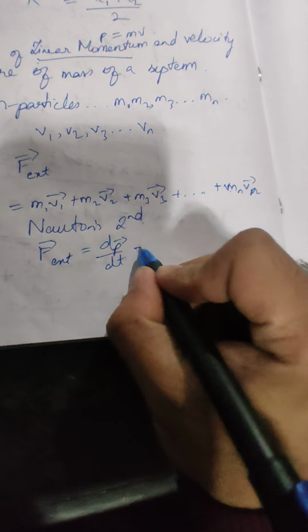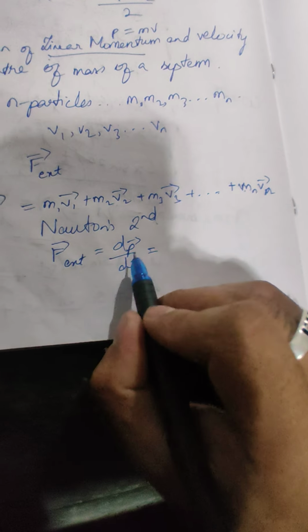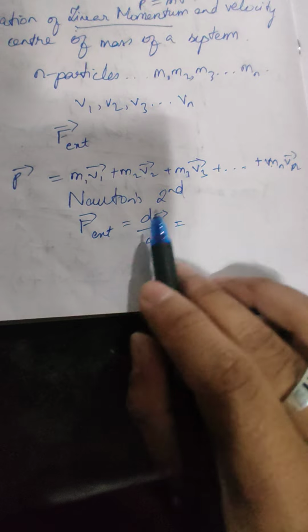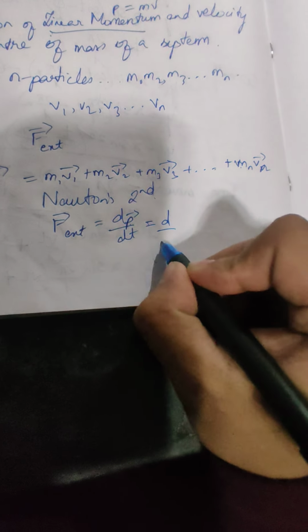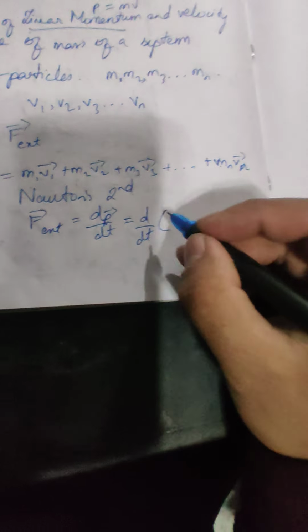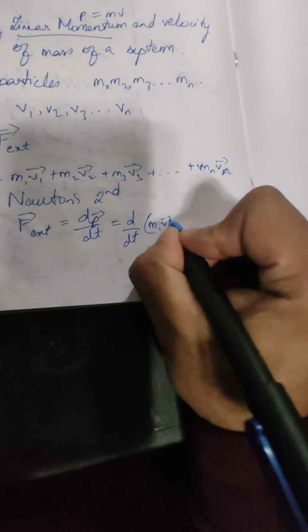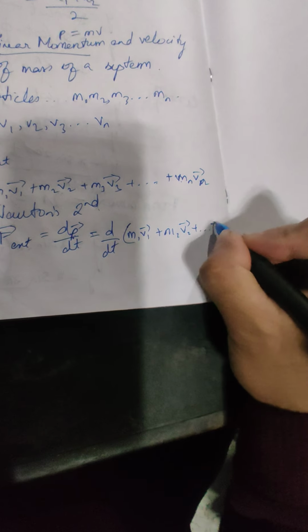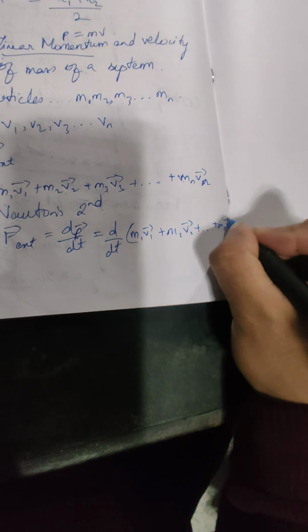So now, if I am going to use this value of p vector from this equation, if I substitute this line over here, it will be d by dt of, so what is momentum? It is all of this one, right? So it is m1 v1 plus m2 v2 plus up to mn vn.